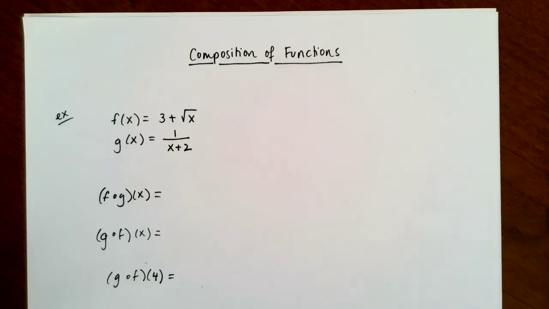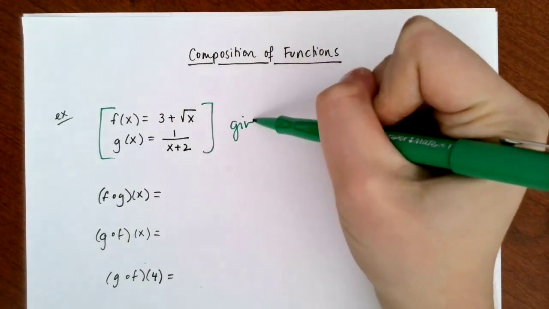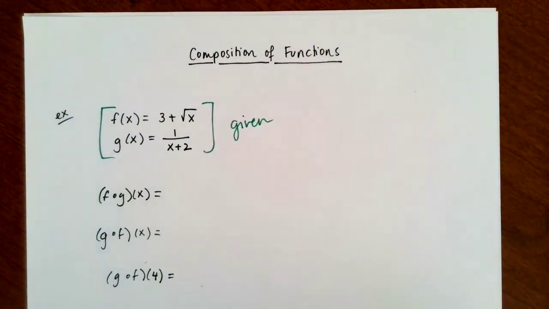Let's talk about composition of functions. You can see in my first example here, I'm given two functions, f of x and g of x. This is the given part of the problem, and then the stuff underneath it is what we're being asked to compute.